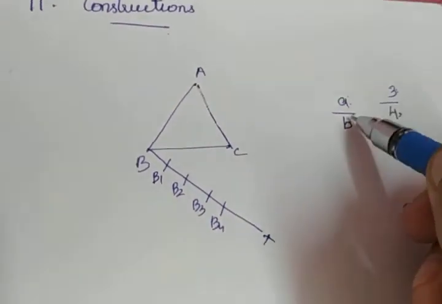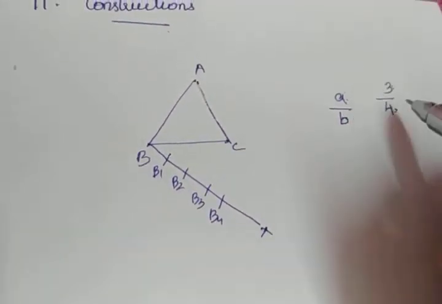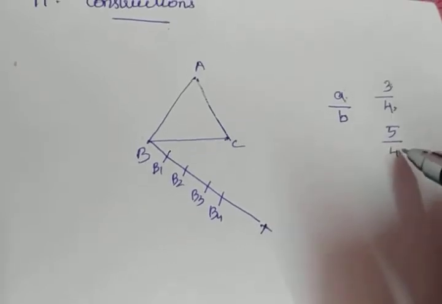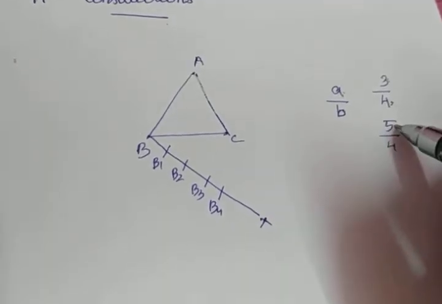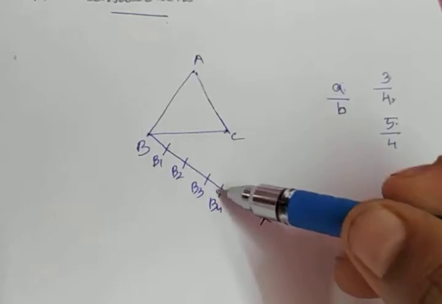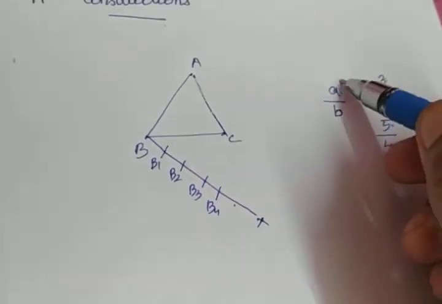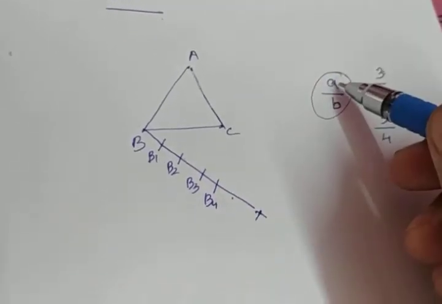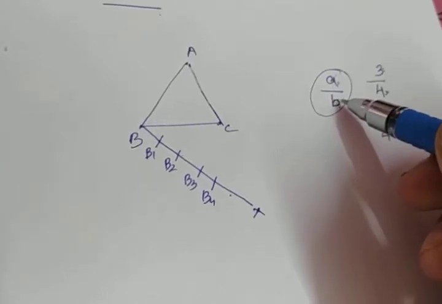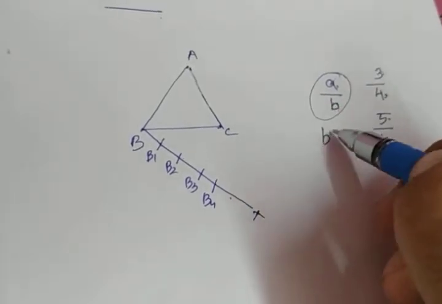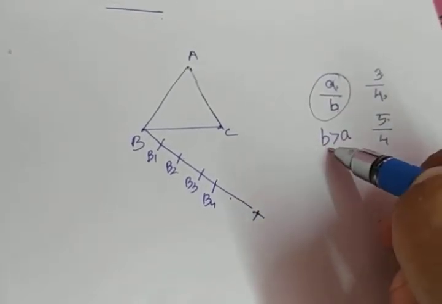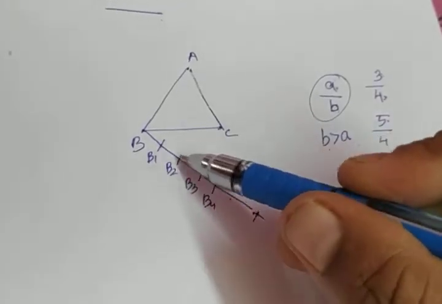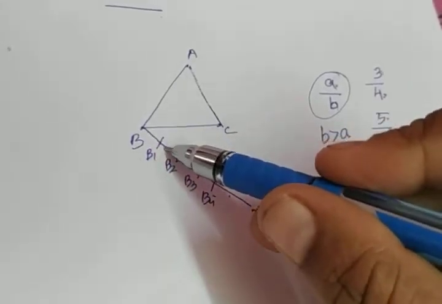In the scale factor A by B, if it is 5 by 4, of these, 5 is the greater number. So how many points will we mark here? We will mark 5 points. So in the general case, if the scale factor is given as A by B, choose which is greater. If B is greater than A, how many points will I mark here? I will mark B number of points with the same distance.